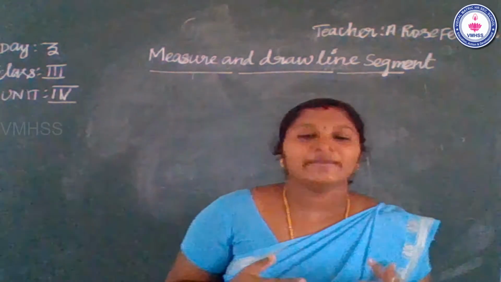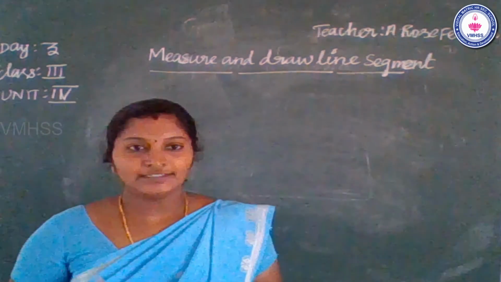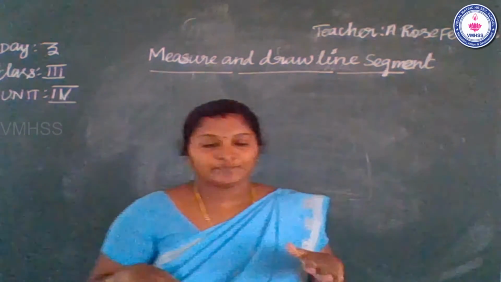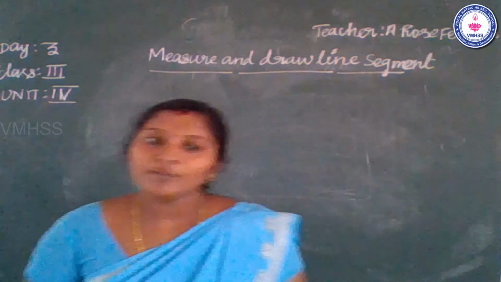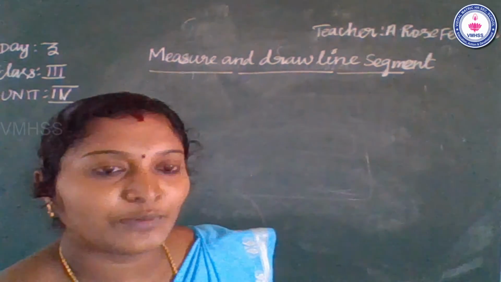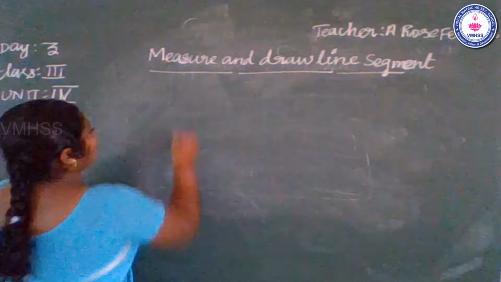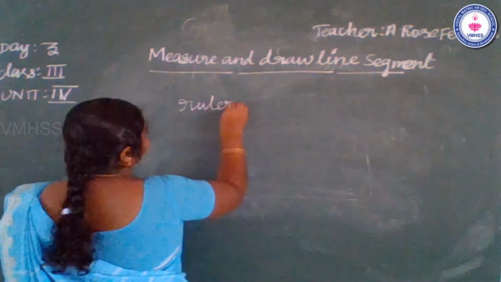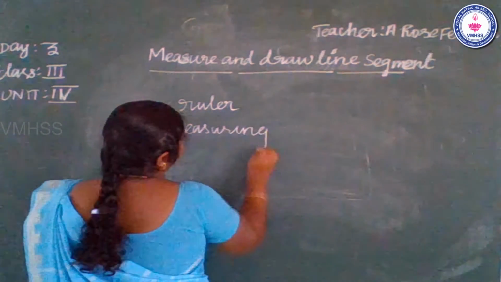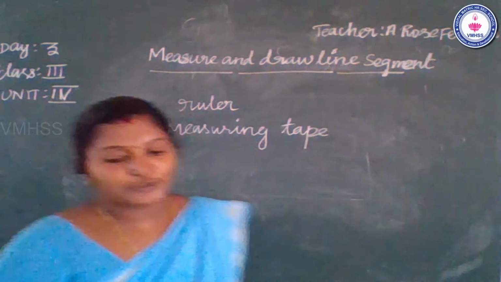Today's topic, measure and draw line segment. We already learned unit 3, measurement of length. This is the same. So, uniform units. What are the uniform units? Dear students, you know the uniform units: ruler and measuring tape. So these are the uniform units.